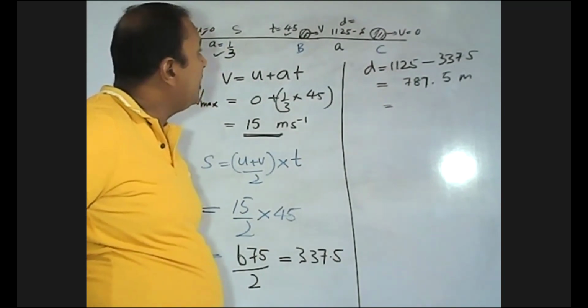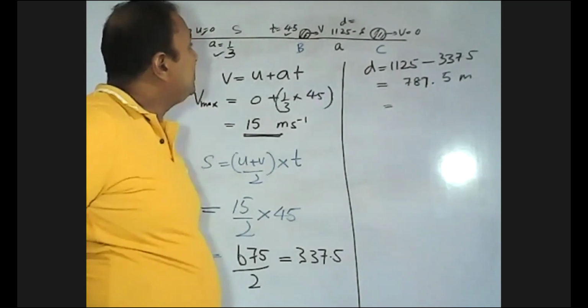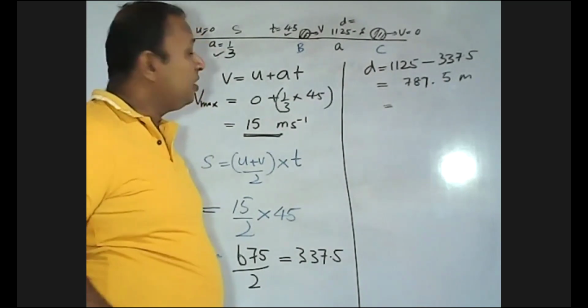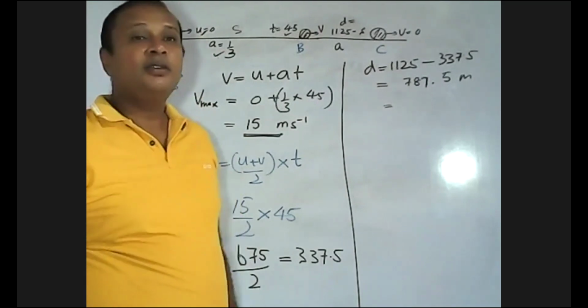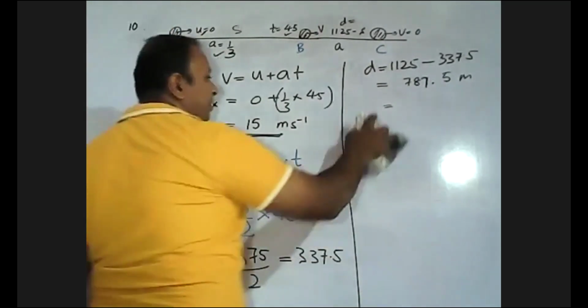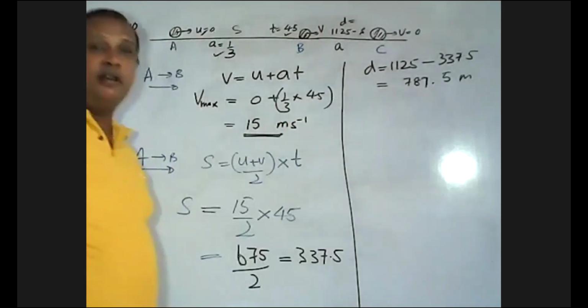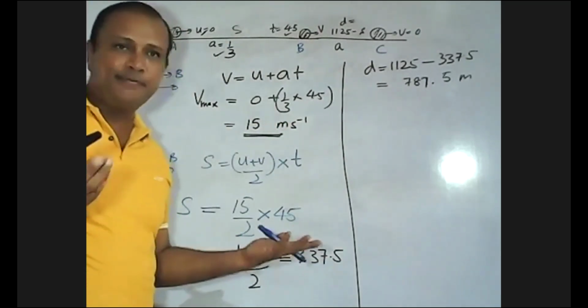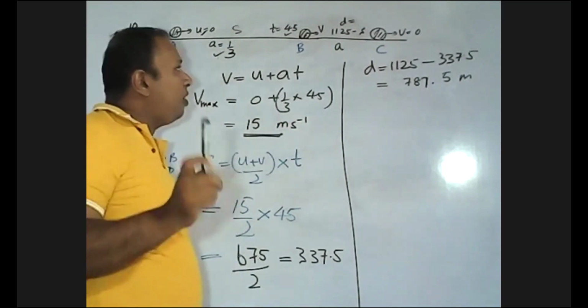I think V is 0. So V squared equals U squared plus 2as, no? V squared equals U squared plus 2as, because you don't know time. You don't know time. You know this variable.